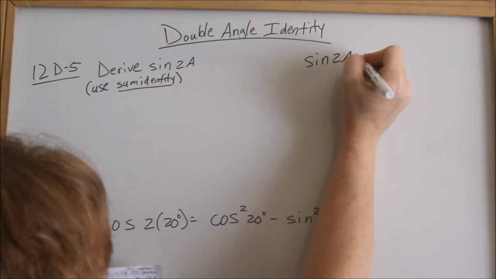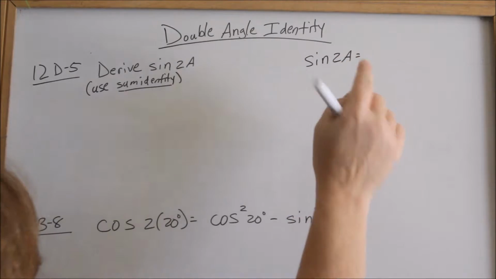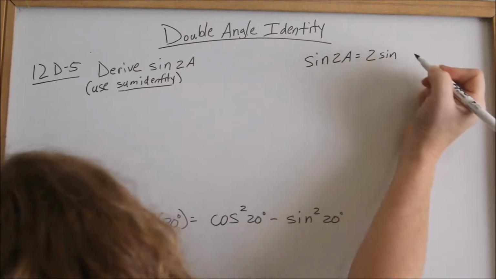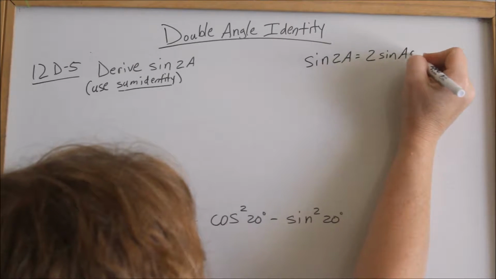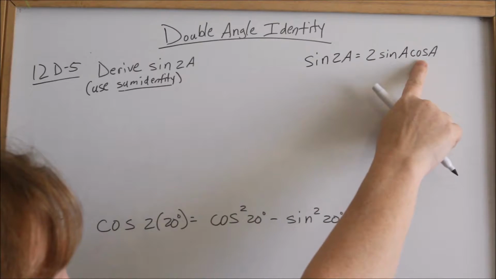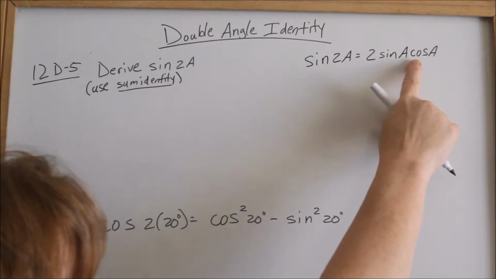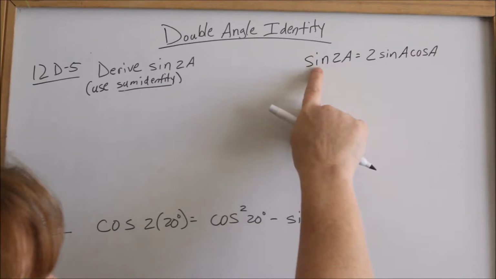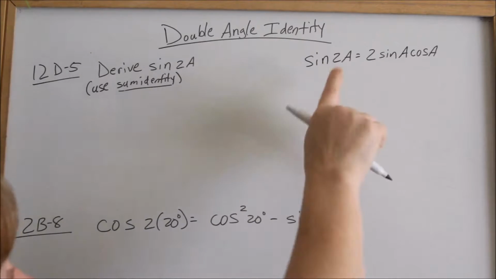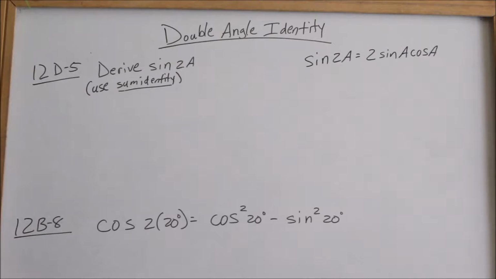Sine of 2a, and what that means is 2 times an angle. Sine of 2 times an angle is the same as 2 times sine of that same angle times cosine of the same angle. Don't forget, when you see sine and cosine next to each other, that implies multiplication. 2 times sine of a times cosine of a. So sine of 2 times an angle is the same thing as this. We're actually going to derive this formula using the sum identity.